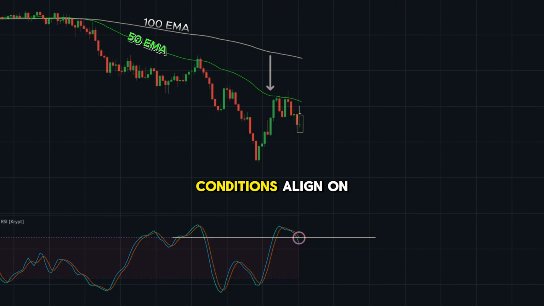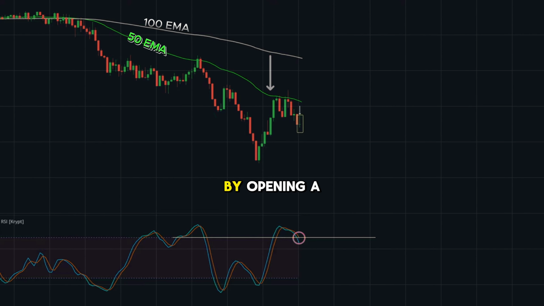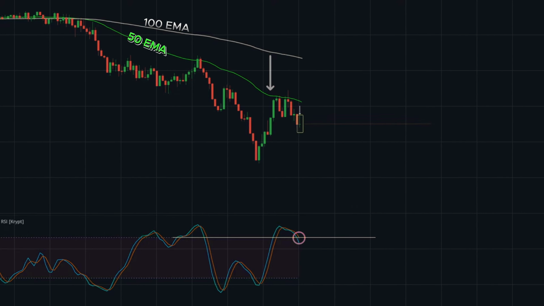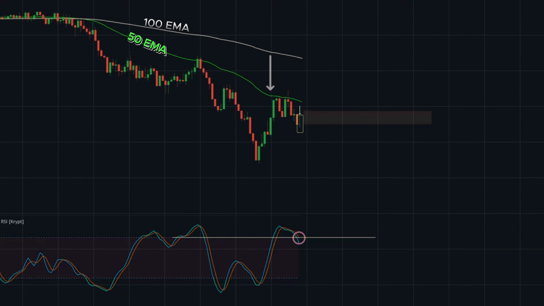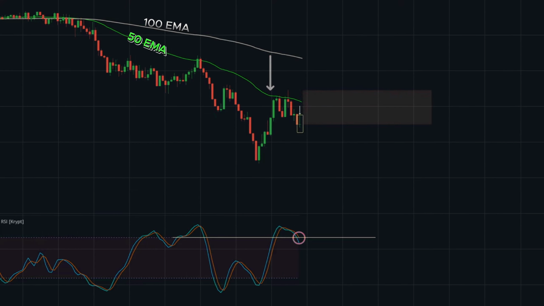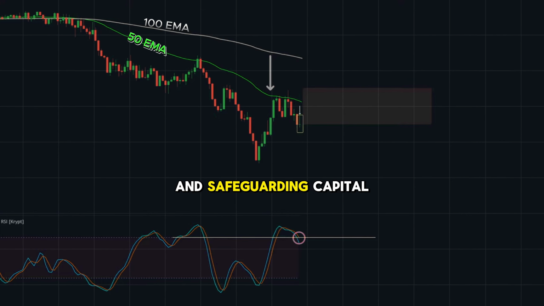When all these conditions align on a specific candle, this is the candle where we will enter the trade by opening a short order at the open of the next candle. For managing risk, consider placing a stop loss either on the 50-period moving average line or above the most recent swing high, depending on which is closest to the entry candle. This approach helps in limiting potential losses and safeguarding capital.